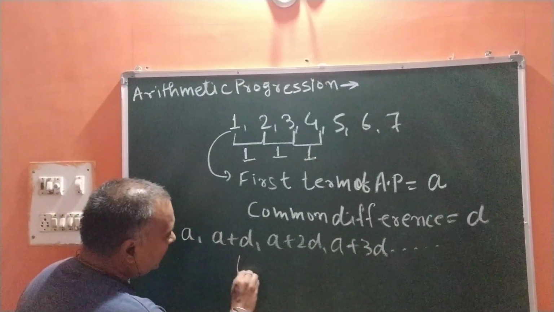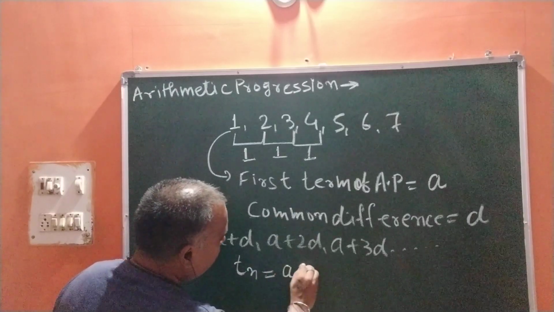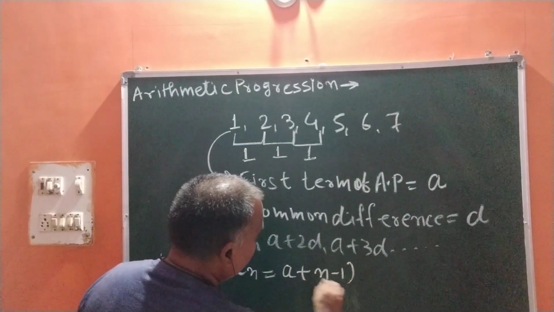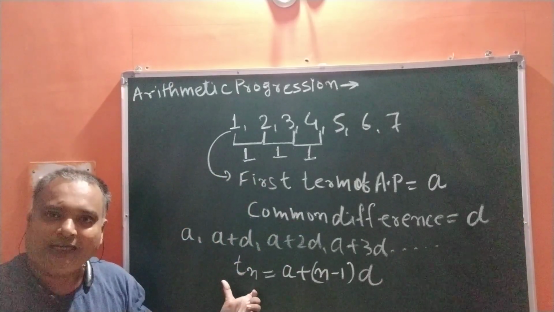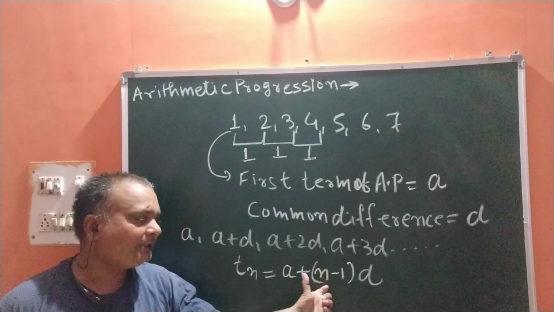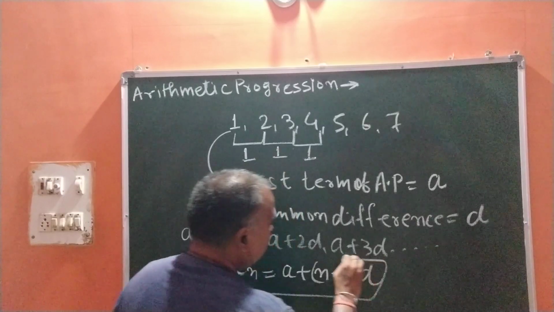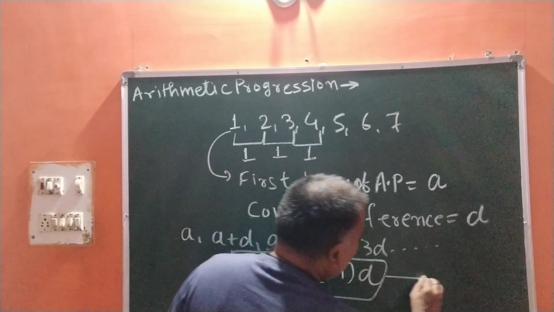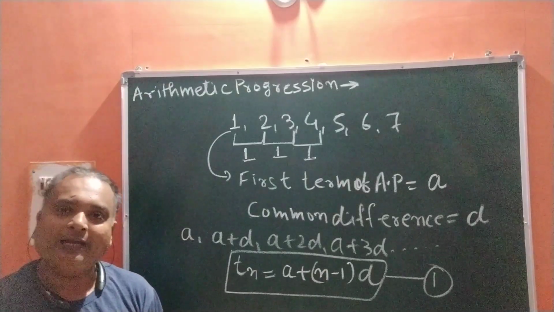So we can write the nth term of an AP, that is Tn equal to a plus n minus 1 into d. I repeat, the nth term of any AP we can find by the formula Tn equal to a plus n minus 1 into d. By this method, we can find any term of an AP. It may be the 10th, it may be the 20th, it may be the 30th, and so on.